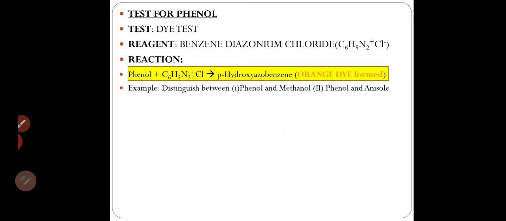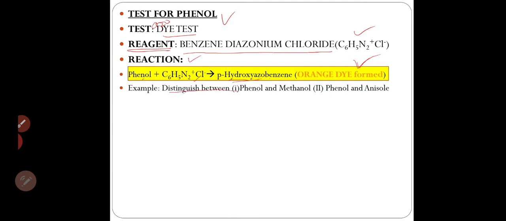Now next is the test for phenol. If you are distinguishing between phenol and any other compound, you can do the azo dye test. The reagent used here is benzene diazonium chloride. And what is the reaction taking place? When phenol reacts with benzene diazonium chloride, you will get an orange dye. The observation is an orange dye, and that orange dye is because of the formation of para-hydroxy-azobenzene.